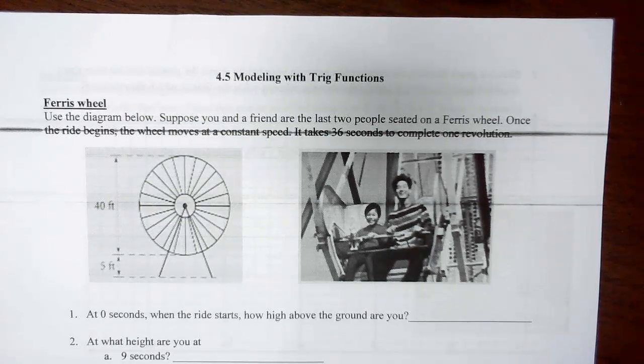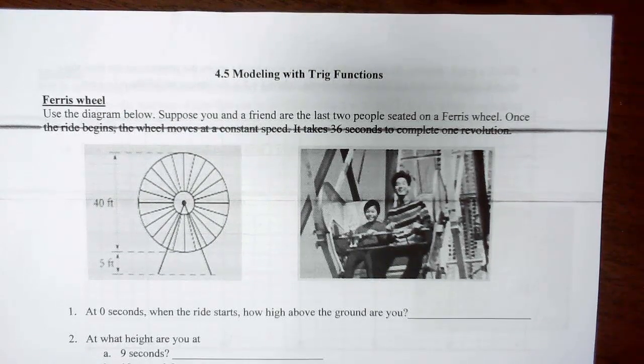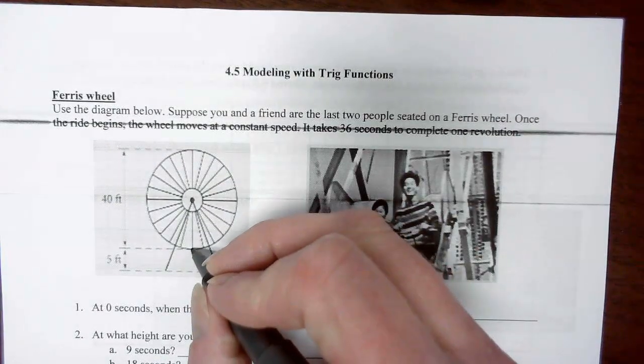We have spent this whole chapter, this whole unit, looking at graphs of trig functions. Now let's look at why that's really helpful. So we're going to look at a Ferris wheel. Suppose you and your friend are the last two people seated on the Ferris wheel. So you just sat down, you're right here.